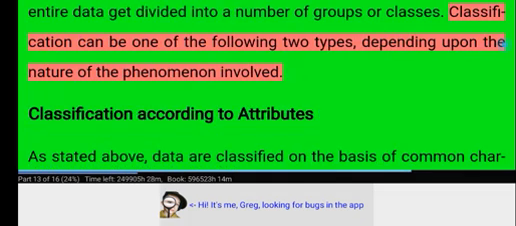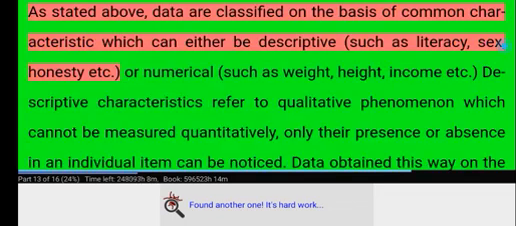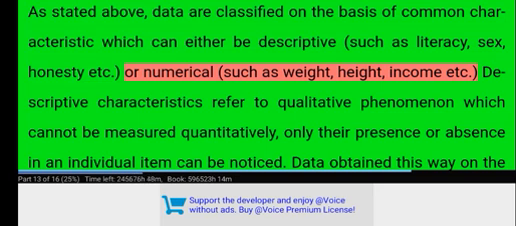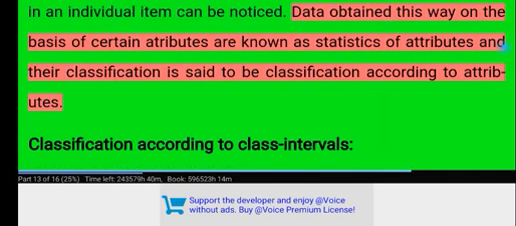Classification can be one of the following two types, depending upon the nature of the phenomenon involved. Classification according to attributes. As stated above, data are classified on the basis of common characteristics which can either be descriptive, such as literacy, sex, honesty, etc., or numerical, such as weight, height, income, etc. Descriptive characteristics refer to qualitative phenomenon which cannot be measured quantitatively; only the presence or absence in an individual item can be noticed. Data obtained this way on the basis of certain attributes are known as statistics of attributes, and their classification is said to be classification according to attributes.